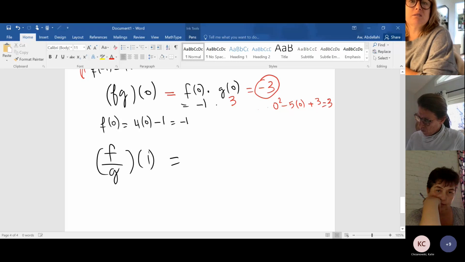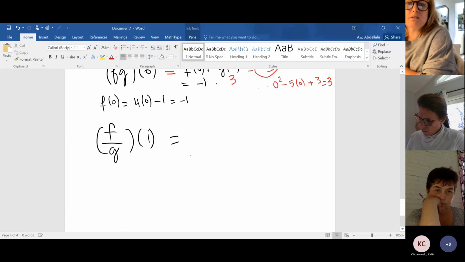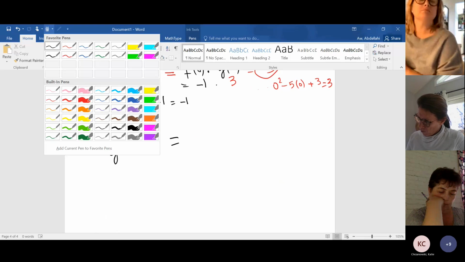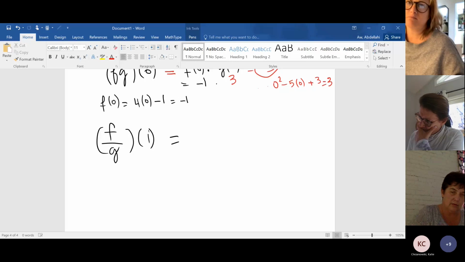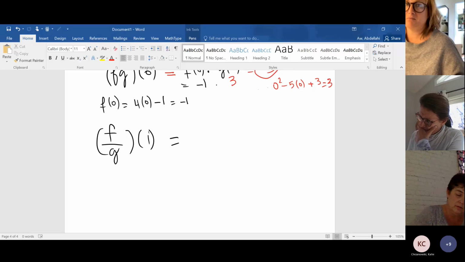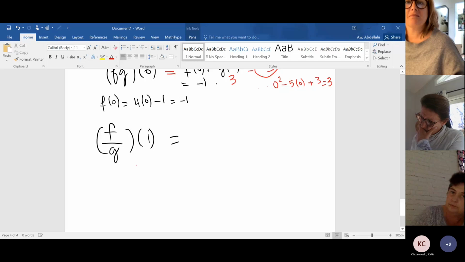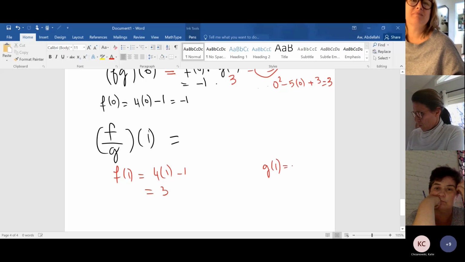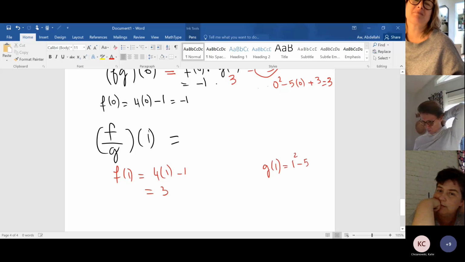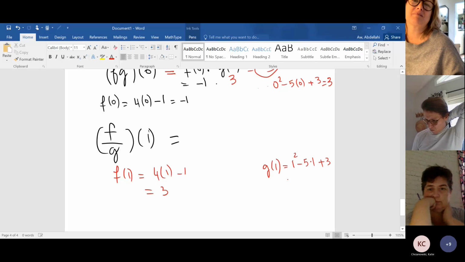On one hand, what are you going to do? On one hand, you're going to do f of 1, right? On one hand, we do f of 1, which is 4 times 1 minus 1, which is 3. On the other hand, we do g of 1, which is 1 squared minus 5 times 1 plus 3, which is 1 minus 4 plus 3, which is -1, right?